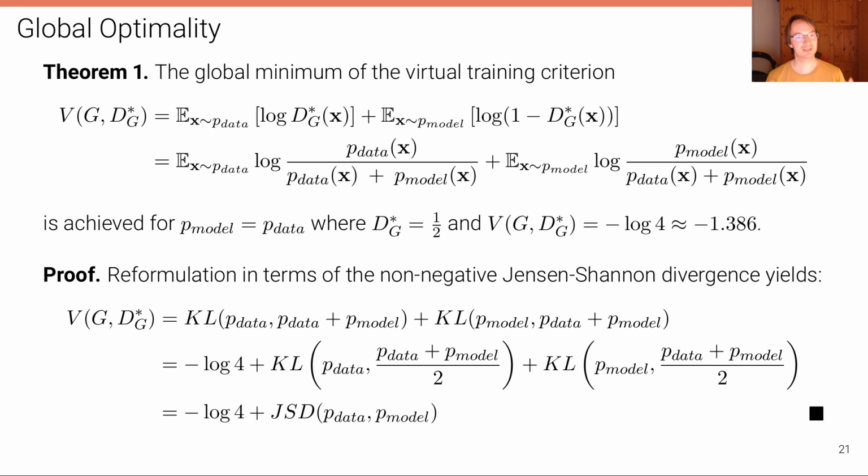So we've shown that the global minimum of the virtual training criterion is achieved indeed if the model distribution is equal to the data distribution. That's what we want. We want a criterion, if we optimize that criterion, such that in the end we have a model distribution that's equal to the data distribution. That's our goal.